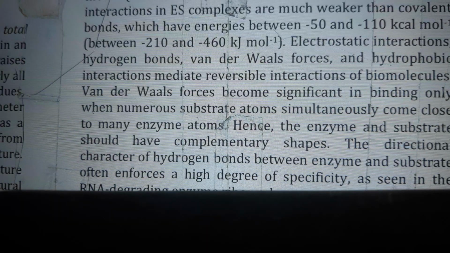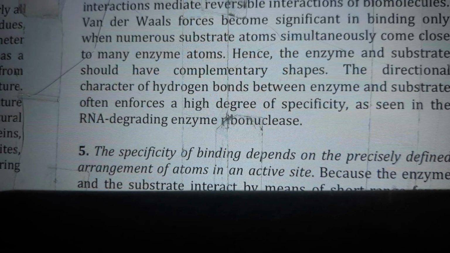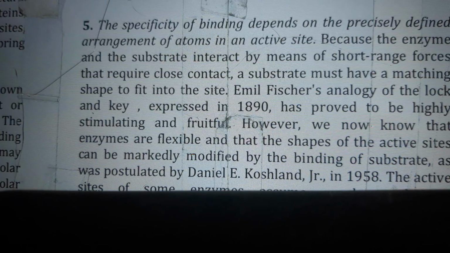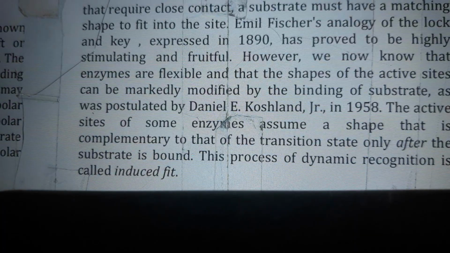Electrostatic interactions, hydrogen bonds, van der Waals forces, and hydrophobic interactions mediate reversible reactions of biomolecules. Van der Waals forces become significant in binding only when numerous substrate atoms simultaneously come close to many enzyme atoms. Hence, the enzyme and substrate should have complementary shape. The directional character of hydrogen bonds between enzyme and substrate often enforces a high degree of specificity, as seen in the RNA-degrading enzyme ribonuclease. The specificity of binding depends on the precisely defined arrangements of atoms in an active site. Because the enzyme and the substrate interact by means of short-range forces that require close contact, the substrate must have a matching shape to fit into the site.